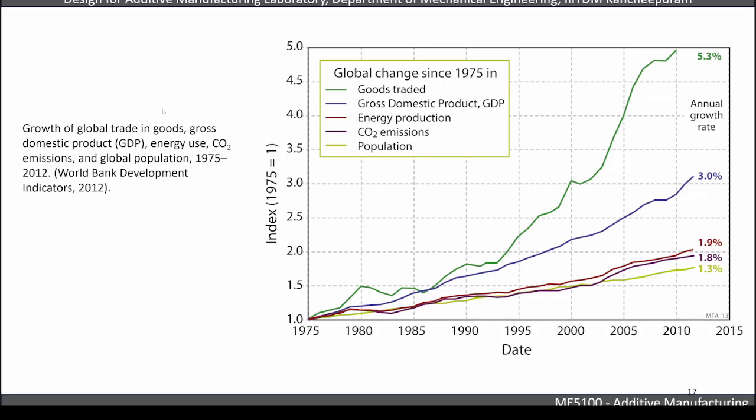And this is the global change from 1975. You can see the growth of global trade and gross domestic product, right? In comparison to all the other factors like energy use, energy production is around 1.9% growth. From the index, if you take 1975, you can see that this particular graph is not coming down; it's growing up. So we have a larger need to reduce the impact on sustainability.